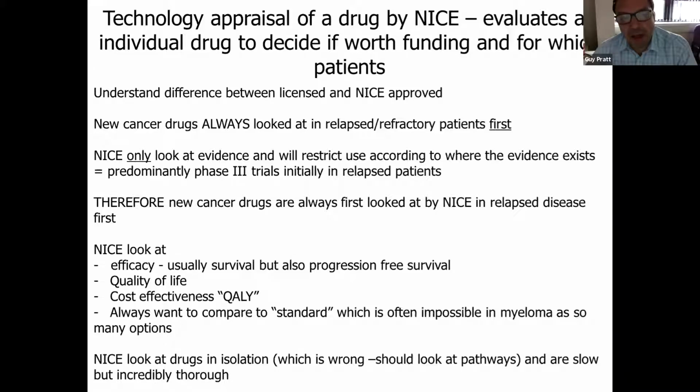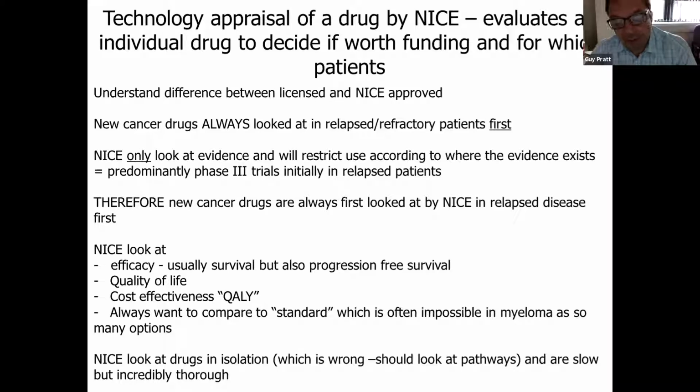And in that context, there's a big difference between a drug that's licensed and one that's NICE approved in the UK. So drugs such as ibrutinib, for example, can be licensed up front for WM, for example, or CLL, but it may not necessarily be approved by NICE. And new drugs generally always get looked at where all the research is done initially, and that's usually in relapsed patients at first.